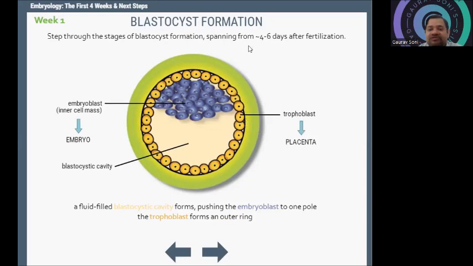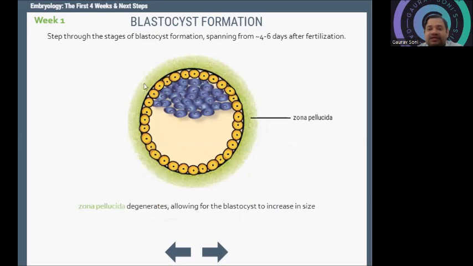The trophoblast cells will cover all the boundary, the periphery, and the inner cell mass will move towards one side and get accumulated. So the inner cell mass will form the embryo. Due to this shifting of the cells' position, a cavity is formed known as the blastocyst cavity. You can see the trophoblast, which will afterwards take part in the formation of the placenta, and this blastocyst cavity will be fluid filled. This fluid-filled cavity forms, pushing the embryoblast to one pole, with the trophoblast forming the outer ring.